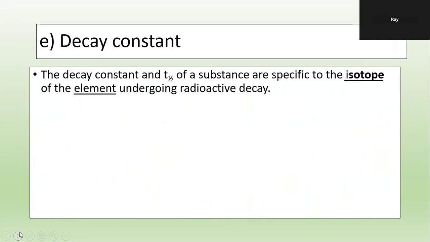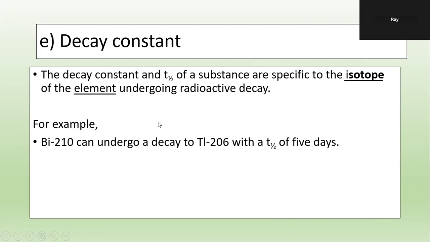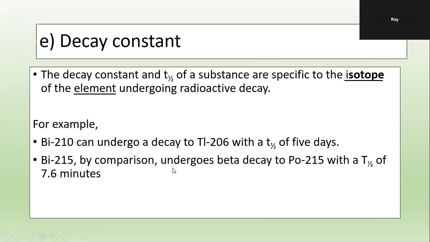Decay constant and T half of a substance are specific to the isotope of an element undergoing radioactive decay. Different radioactive elements have different decay constants or half-lives. For example, bismuth 210 can undergo alpha decay to Tl206. Half-life is 5 days. Whereas bismuth 215 undergoes beta decay to polonium 215. Half-life is about 7.6 minutes.